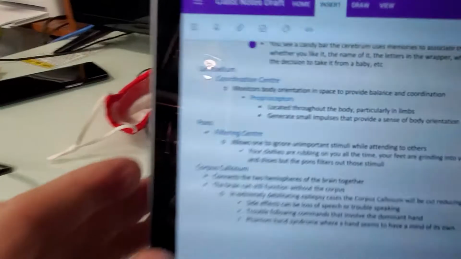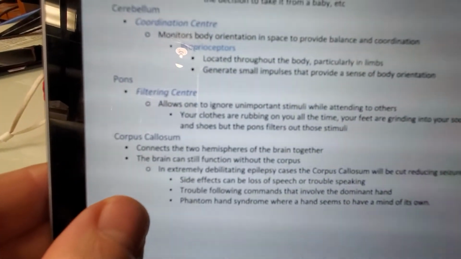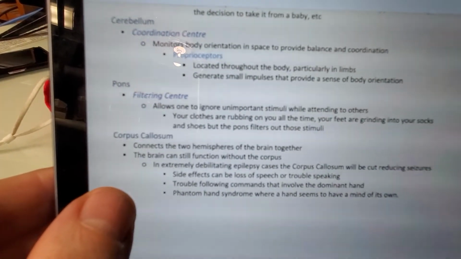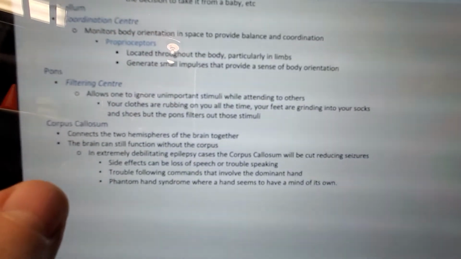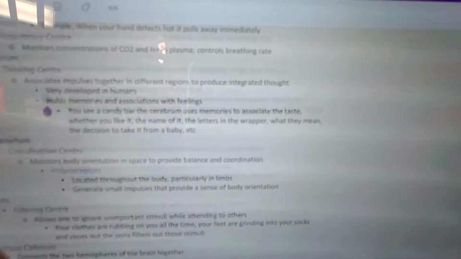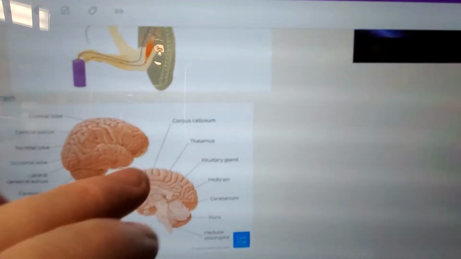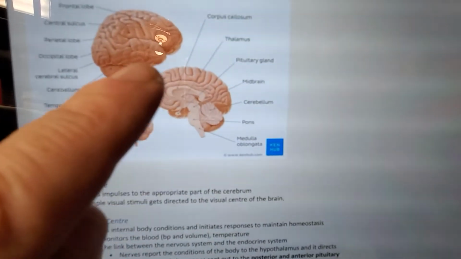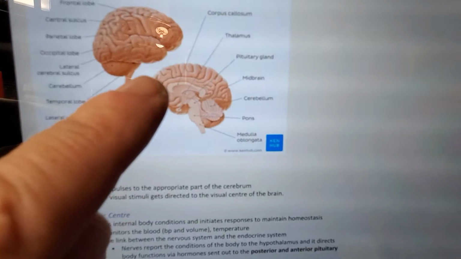Okay? Next, last bit that we want to know about is the corpus callosum. I mean, there's lots that we want to know about, but let's just stop on that. So the corpus callosum connects the two hemispheres of the brain. So the brain is divided in two. Here, this is a slice through the two hemispheres.